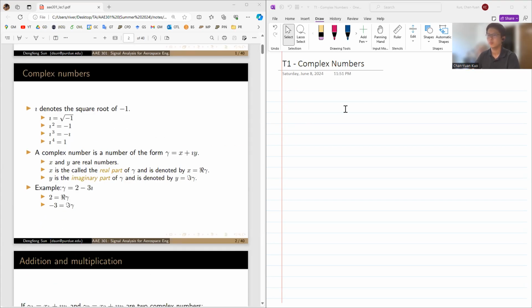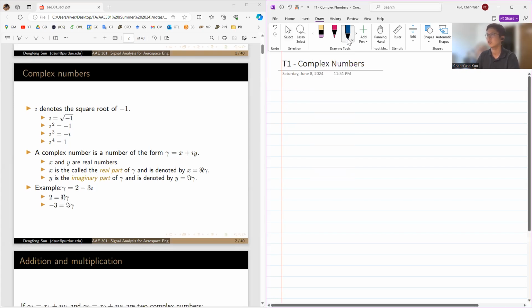So let's start with the definition of a complex number. And in order to understand the definition, let's review the imaginary unit together. So the imaginary unit is usually denoted as i, and it represents the square root of -1. And there's something else that you should know about the imaginary unit.